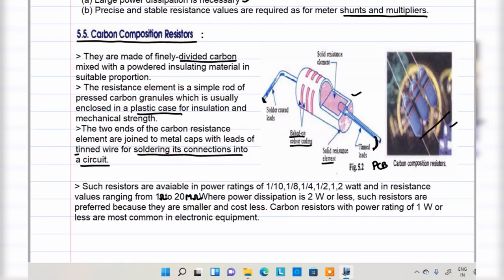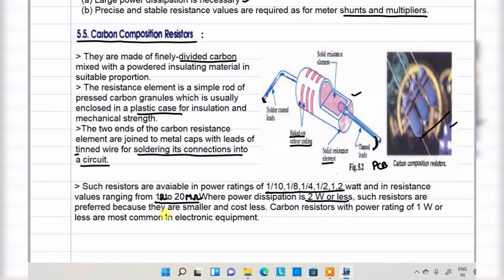What about the ratings? These carbon composition resistors are usually 1/10, 1/8, 1/4, 1/2, like 1 watt and 2 watts. They are used up to 2 watts. What about resistances? Resistance values range from 1 ohm to 220 megaohms. Usually, where power dissipation is 2 watts or less, such resistors are preferred. These resistors are preferred only for 2 watts or less.